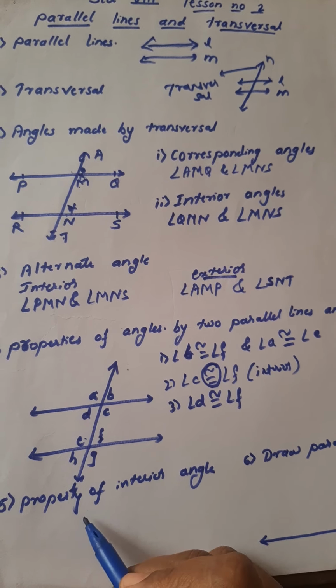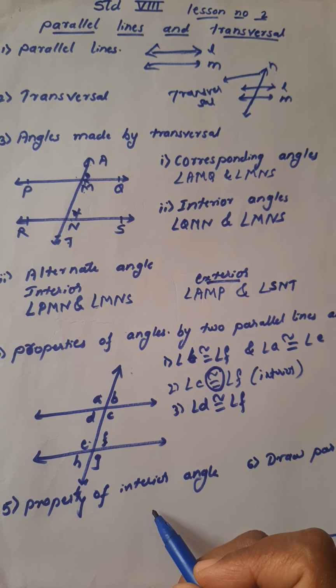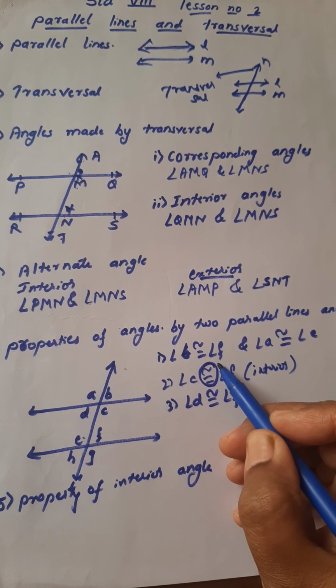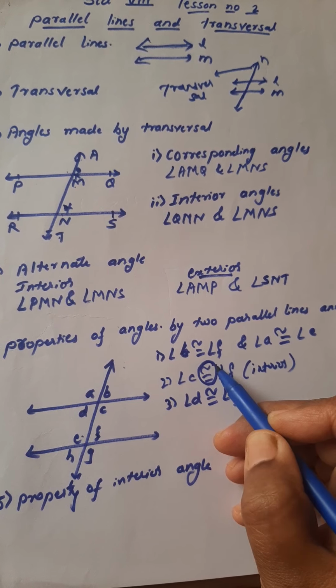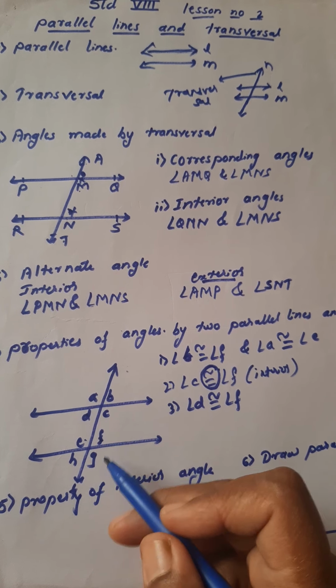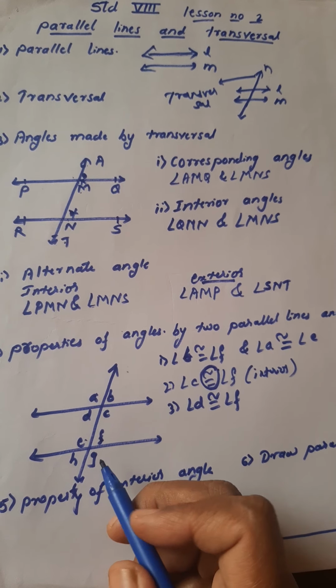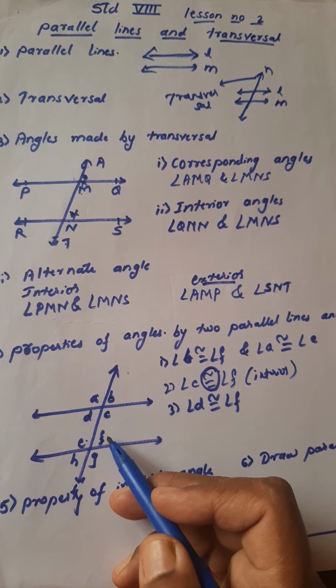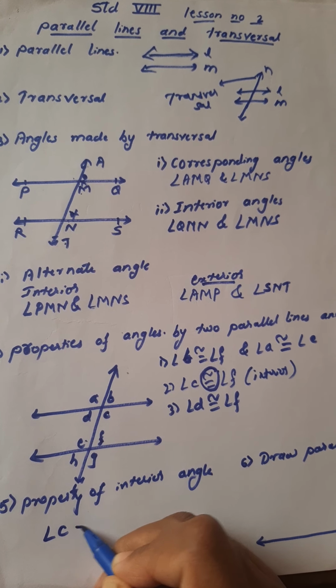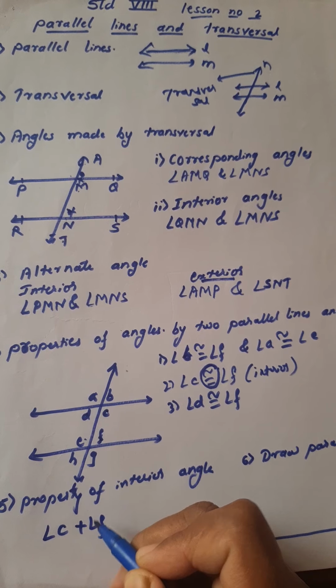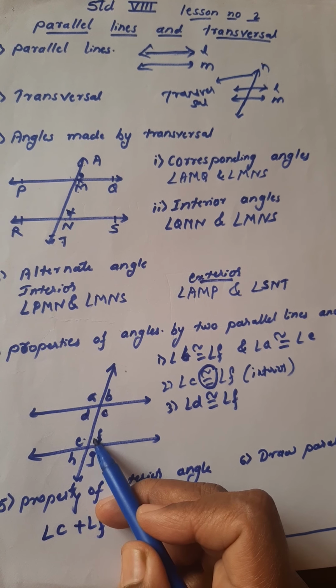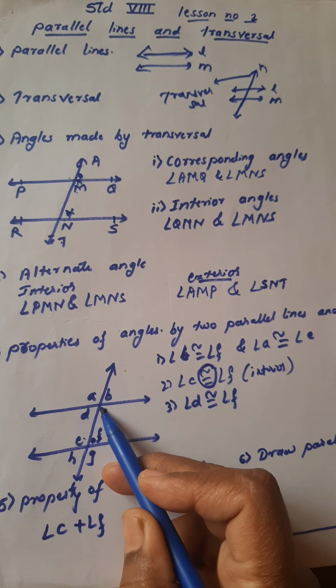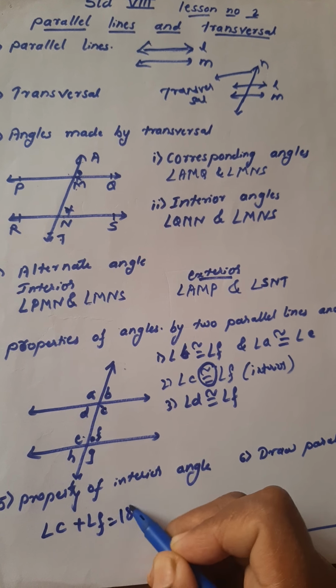Now next, it is the property of interior angles. What do you mean by the property of interior angles? Here I have told you that it may or may not be congruent. Similarly, I will tell with this question. Now angle C and angle F. Angle C plus angle F. See, this is an acute angle and this is an obtuse angle. It is 180 degrees.